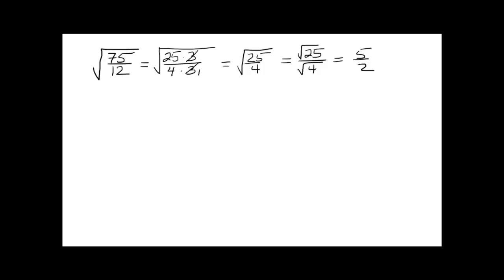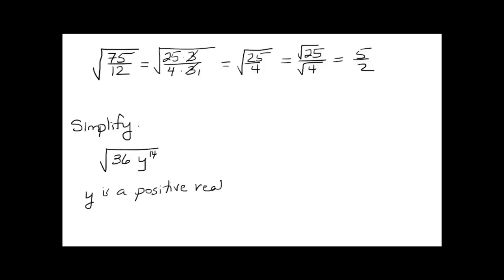Okay, so this one is going to have variables in it. You're going to see something that says simplify, and it'll say something like the square root of 36y to the 14th power. It also says assume that the variable y represents a positive real number. So y is a positive real number. I'll explain why it says that in a minute. But for right now, let's just focus on the mechanics of simplifying this expression.